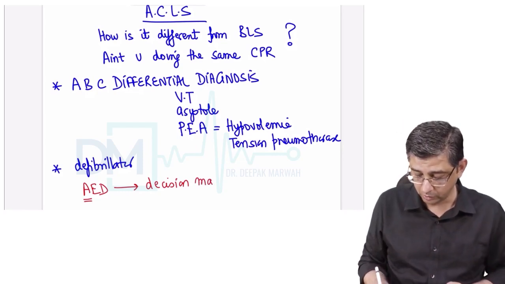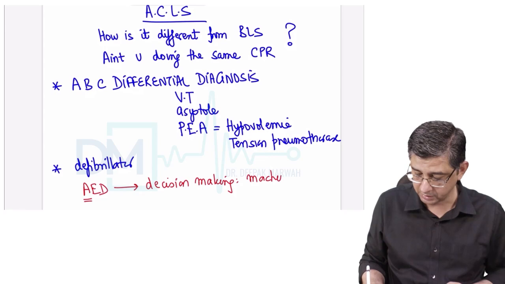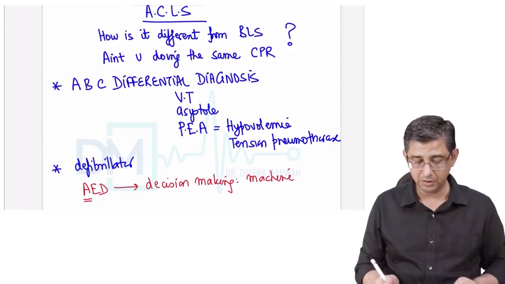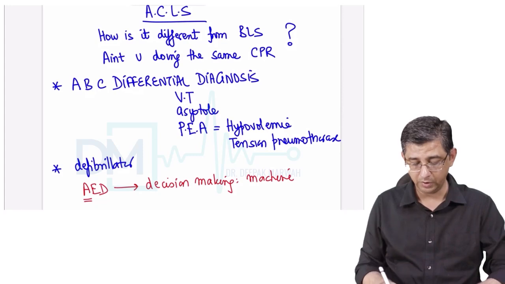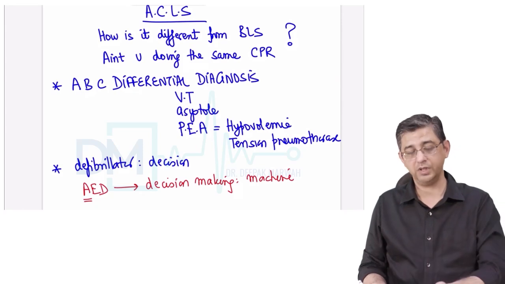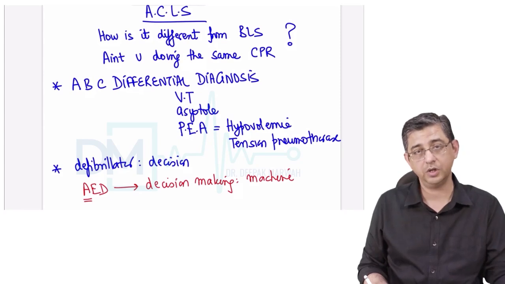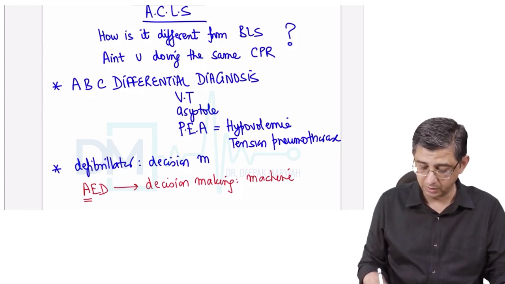Please appreciate automated external defibrillator decision making is that of the machine, whereas in case of ACLS, the decision making is done by the doctor. So that's one of the fundamental differences here. Like for example, I can say asystole is a non-shockable rhythm. Ventricular tachycardia is a shockable rhythm. So the decision making was done by the physician.